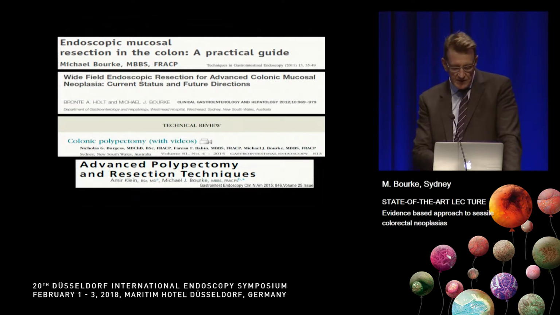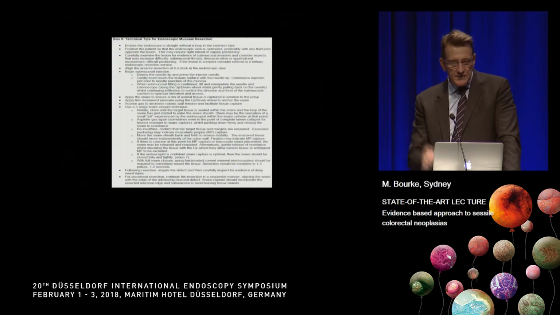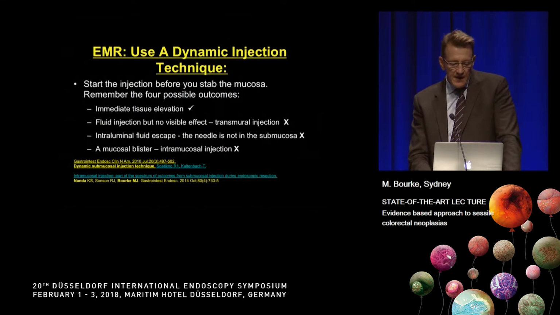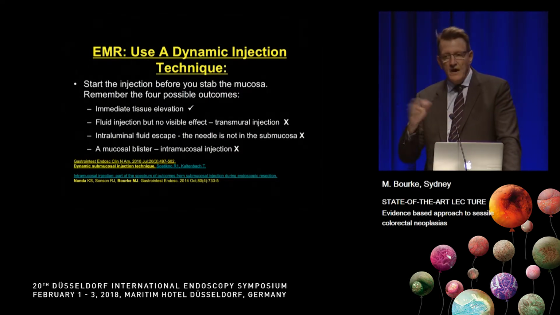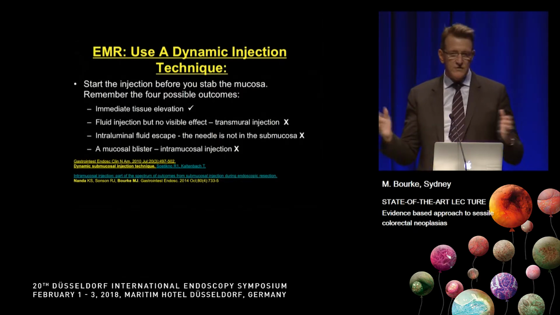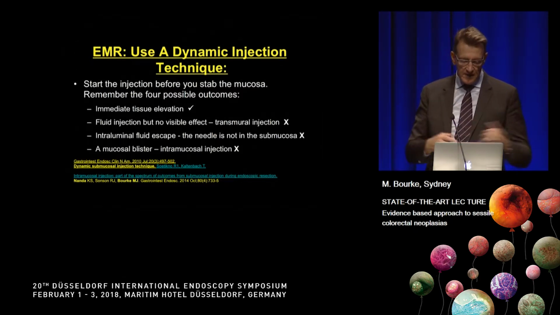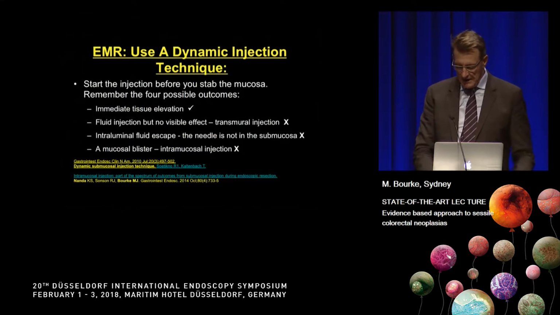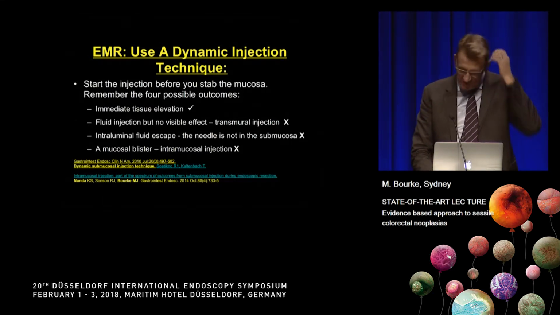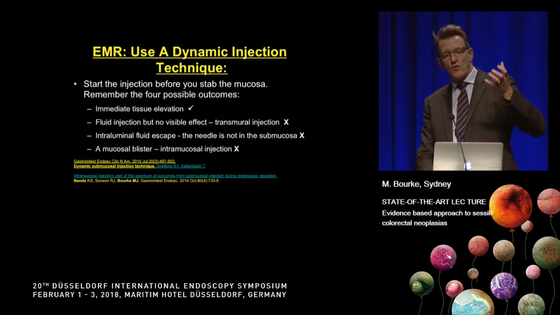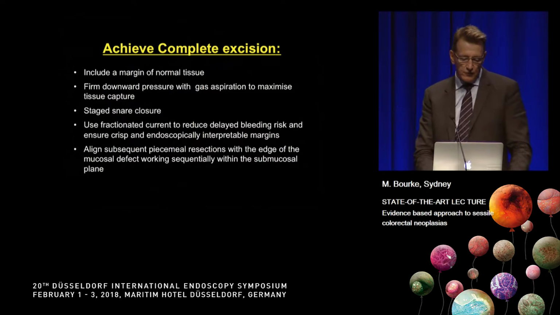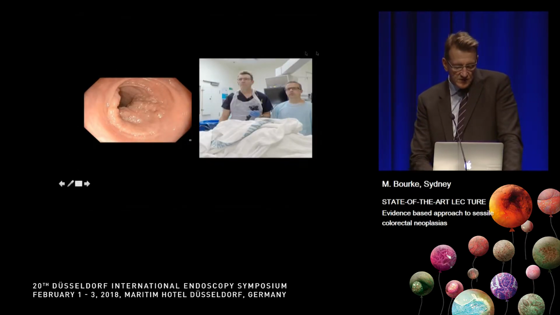So there's lots of publications on this and the techniques. In particular, I refer you to one in GIE where we've gone through all the techniques and technical tips for EMR and also other types of polypectomy and emphasise some of the key aspects. These are using a dynamic injection technique. Start the injection before you stab the mucosa and recognise there are 4 possible outcomes. If there's no tissue elevation, you're transmural. You can get an intramucosal injection, and of course, what you want to see is once the tissue starts to elevate, you draw back and use the needle to elevate the tissue into the lumen. We want to achieve complete excision, and this is how it's done.